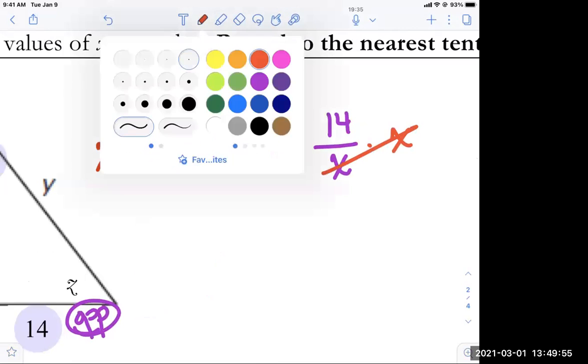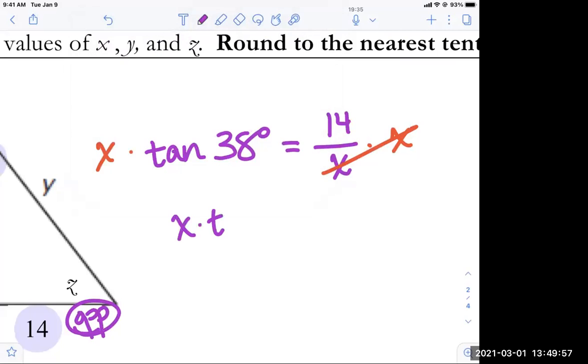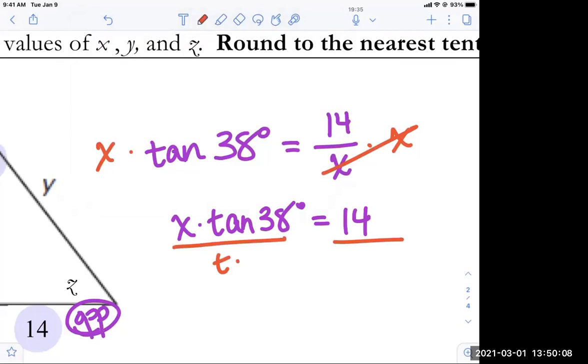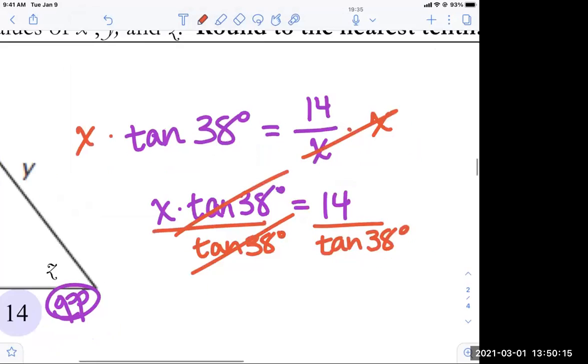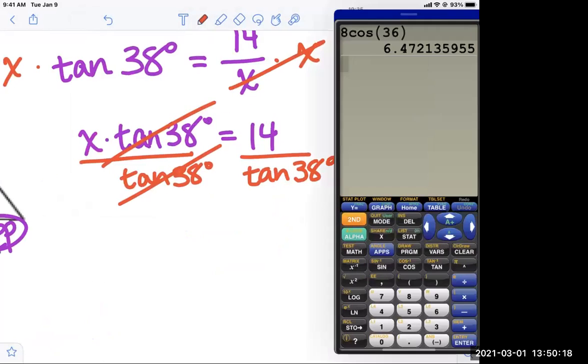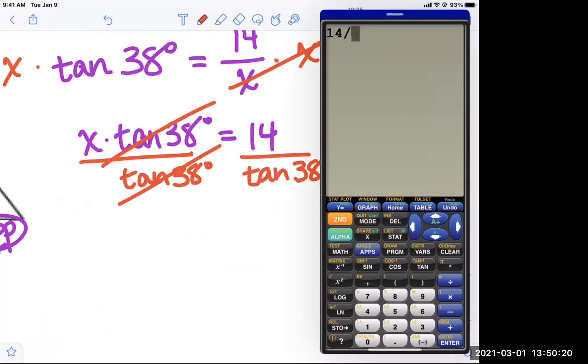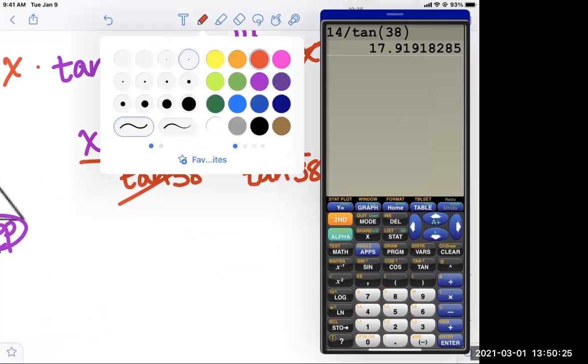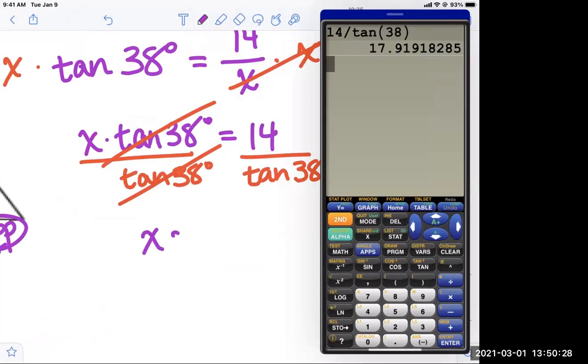Now, think about this as an equation. It's x tangent 38 equals 14. So we can divide both sides, and remember, tangent 38 is a number. So when you divide both sides by tangent 38, that's what you type in the calculator. Okay, x is 14 divided by tangent 38. So if you do 14 divided by tangent 38, that's your value. X is approximately 17.9, rounded to the nearest tenth.